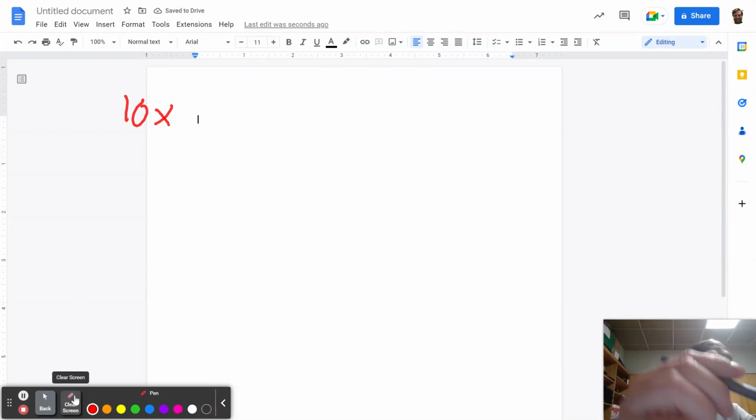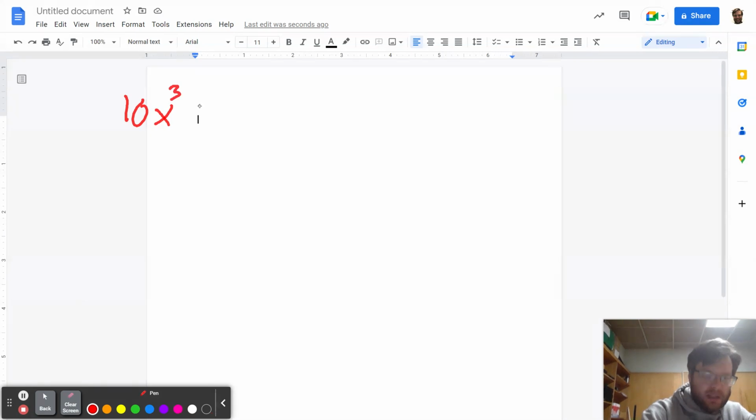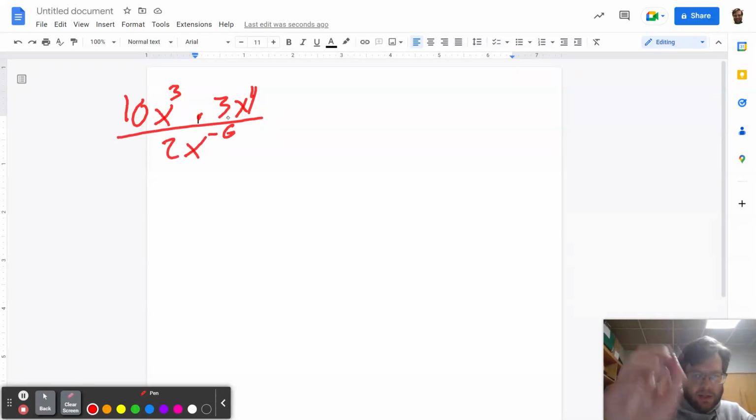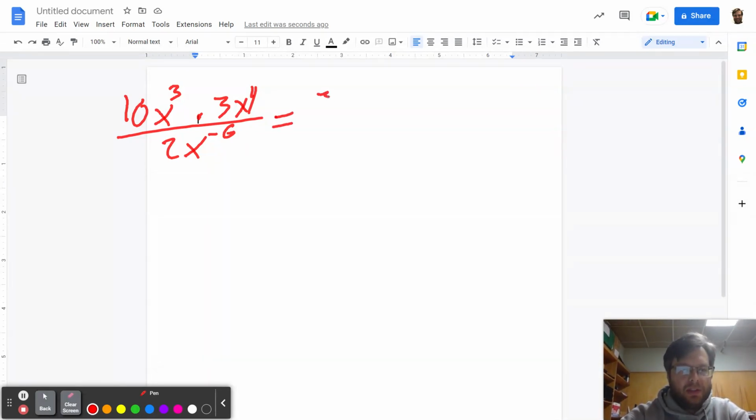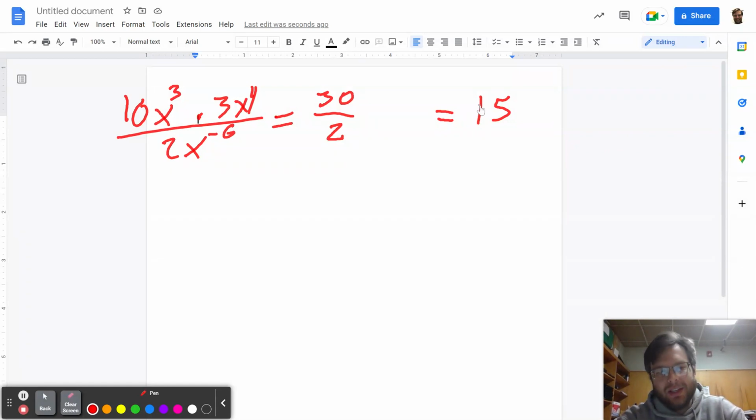So the first problem looked like this: 10x to the third times 3x to the fourth over 2x to the negative 6. And so you got to think of them as different pieces. Think about the numbers and the unknown numbers, and treat them as different things. So really I can go 10 times 3 over 2. And so I know I'm going to have 15 because 30 over 2 is 15. I could also have done 10 over 2 first and gotten 5, and times 3 gives me 15 anyway.